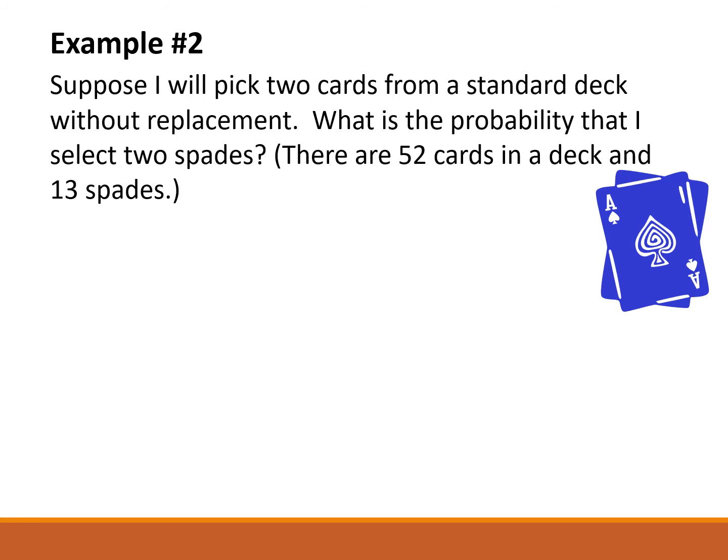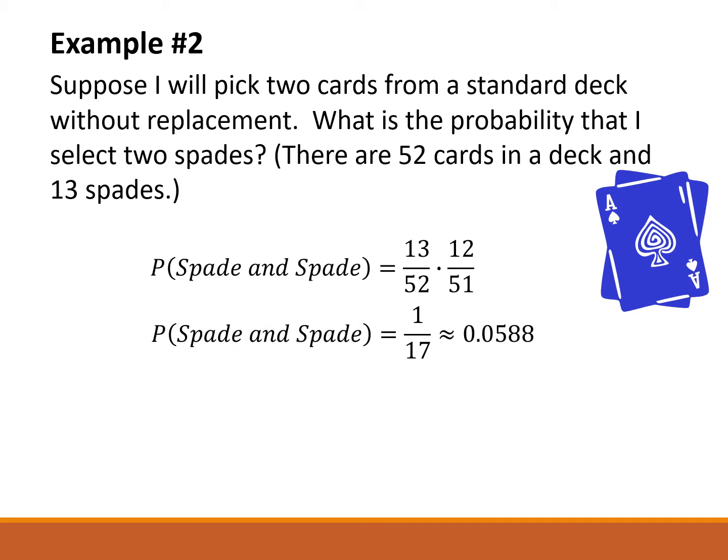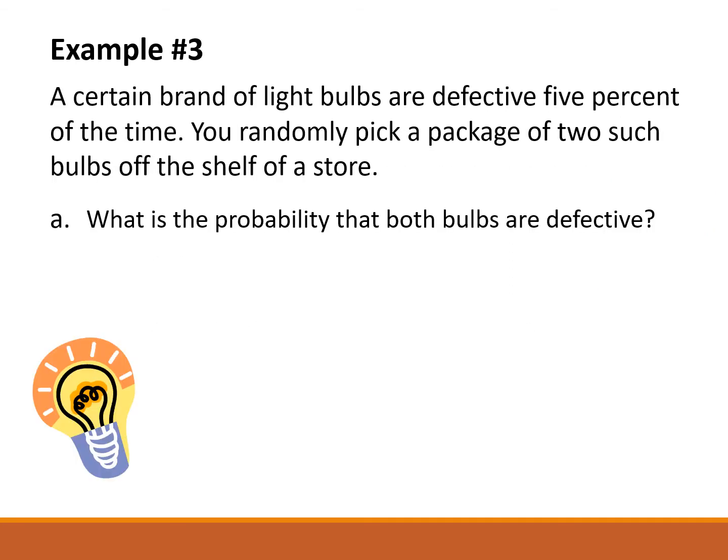You know how to do this one too. Suppose I pick 2 cards from a standard deck without replacement. What's the probability I select 2 spades? Well, we've seen this before and we understand that the second fraction is based off the first fraction happening. So 13 out of 52 times, I took the spade away and I took a card out of the deck. So we also understand that too. So you know how to do that.